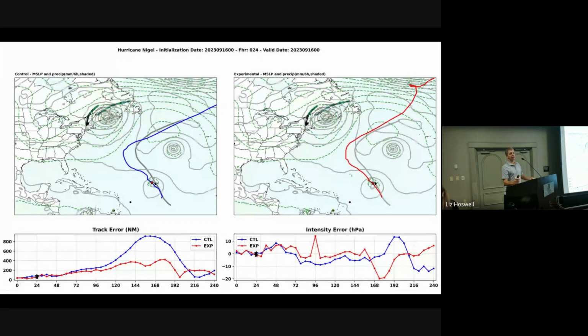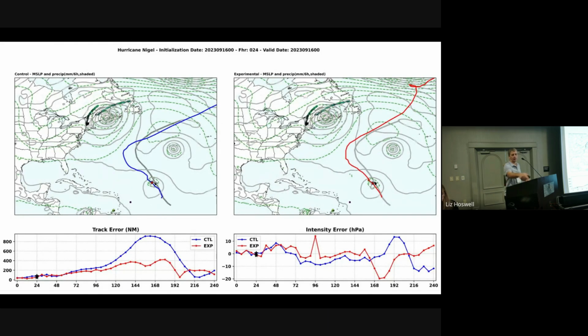On the left here is what I call control, which is the operational GFS. On the right is experimental, which is the GFS with windborne observations. The thick gray line is the best track of the system. On the left, the blue line indicates the forecast track of the control, and the red on the right is the forecast track of the experimental. Pretty similar in terms of track, but you'll see the differences in just a minute.